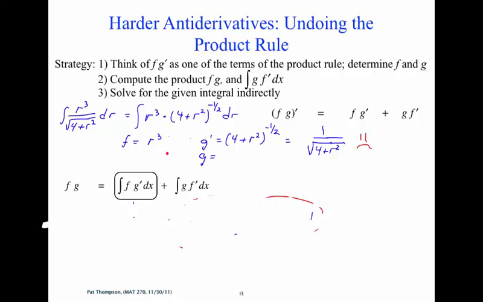So we're going to call, instead, f as what? R squared. And then g prime is going to be that thing times r. Now you have a fighting chance. You can actually get G, and then you can go from there. See what happens.